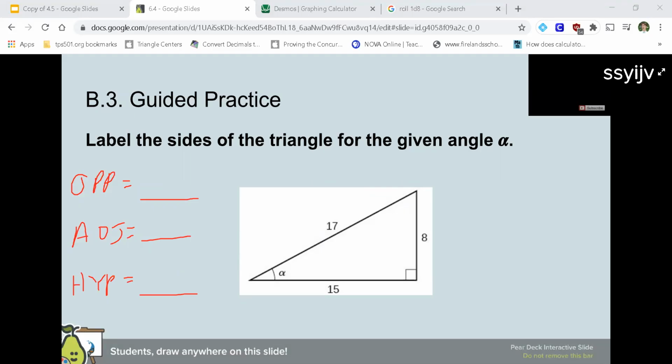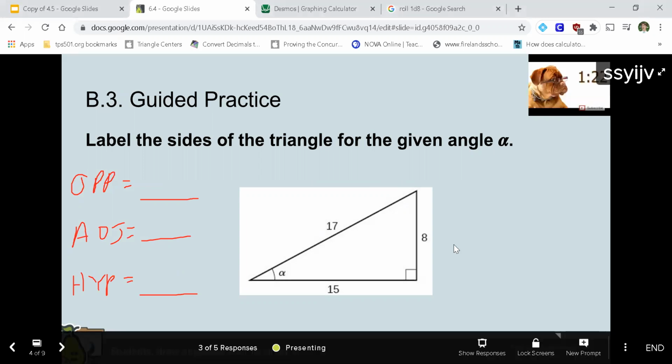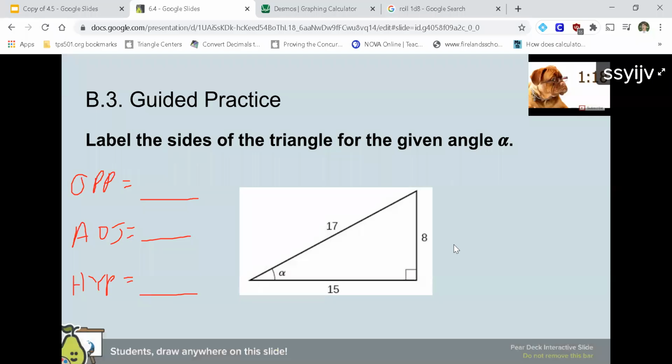Okay, I'm going to walk around now. If you have nothing done, stop me as I walk by and I'll walk you through step by step how to do this. Don't just suffer in silence. That's the Greek letter alpha, sometimes used instead of theta. It's just this angle. Tell me which side is opposite that angle, which one's adjacent to that angle, and what's the hypotenuse.